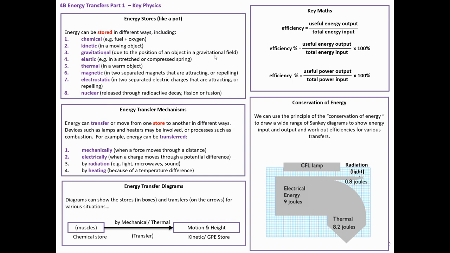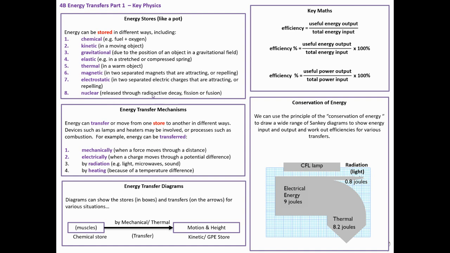So that's where you are in a gravitational field, higher up, lower down. Elastic, in a spring or a stretched elastic band. Thermal, so when an object's warm. Magnetic, when we separate magnets, they attract or repel. Electrostatic, so separated electric charges that are attracting or repelling.